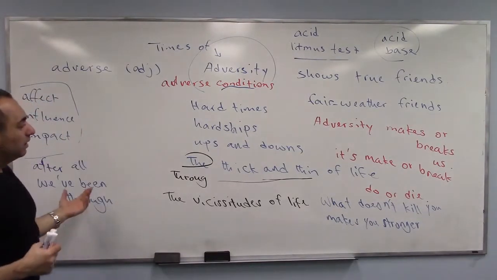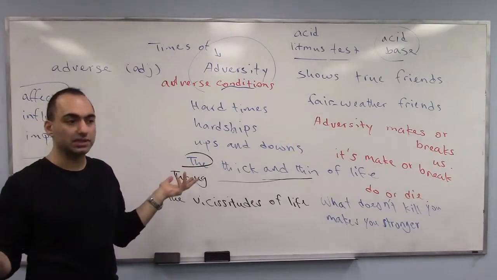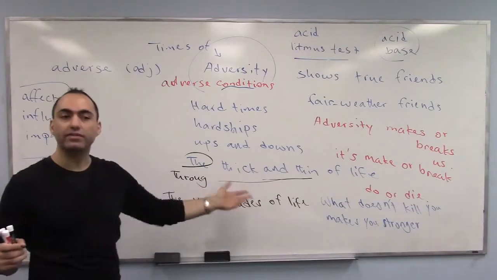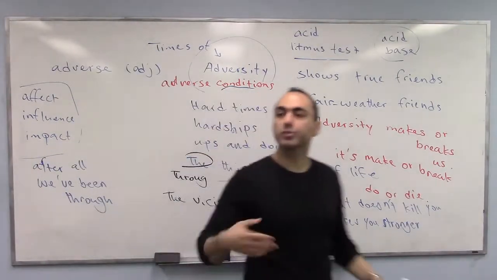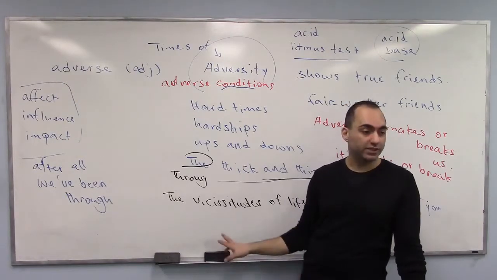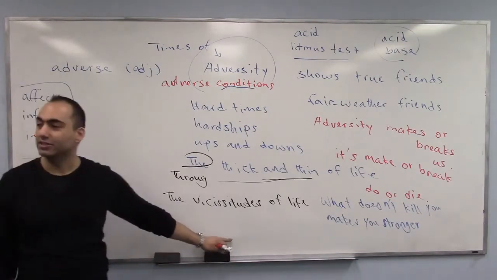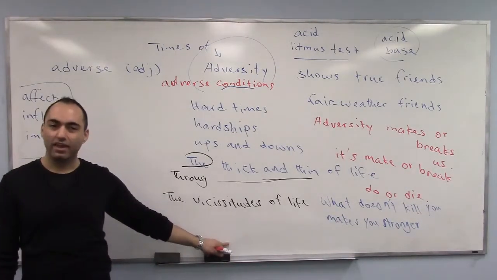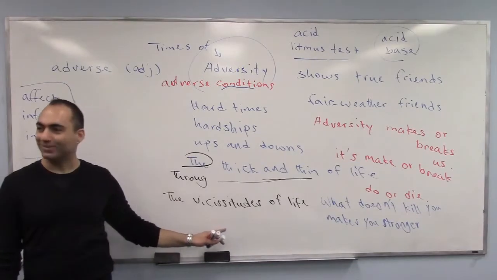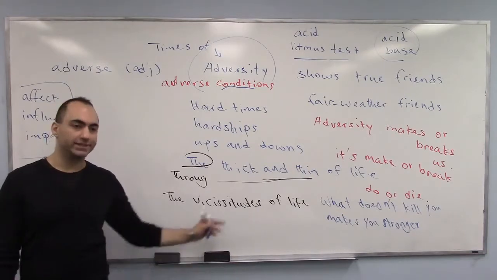The ups and downs of life, that's easy to remember. The thick and thin of life, that's easy to remember. We've been through it together, that's easy to remember. And if you want to remember something for me, remember the vicissitudes of life. The spelling is hard. Every time I write it, I need to double check, but somehow I get it right every time. Vicissitudes of life.